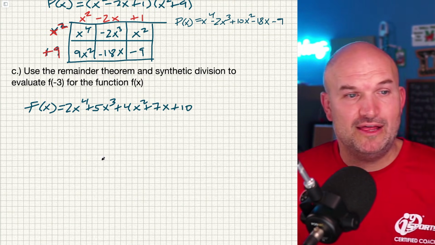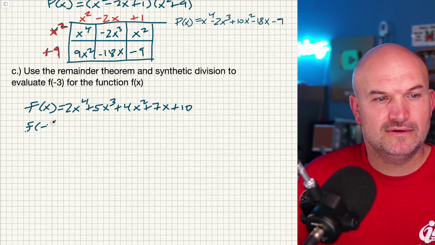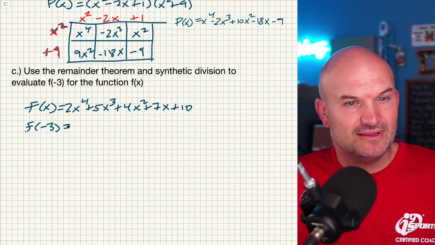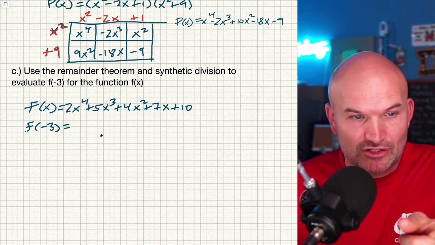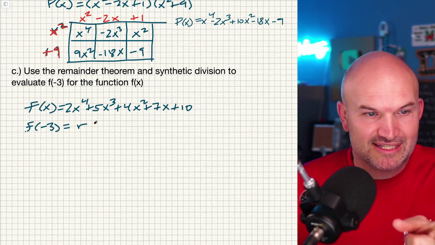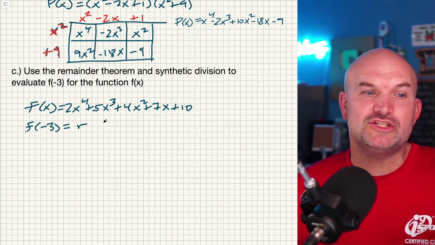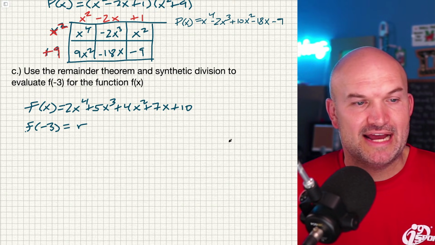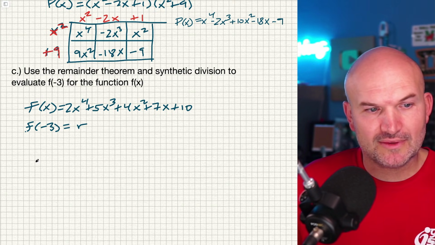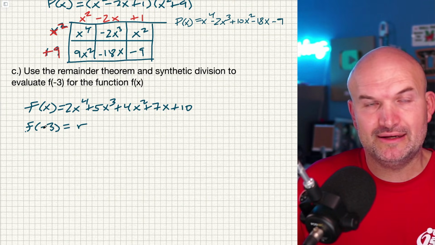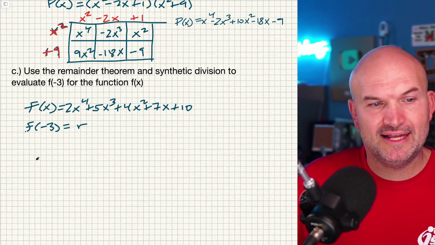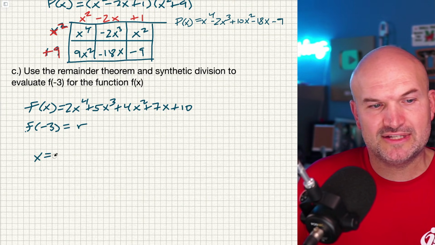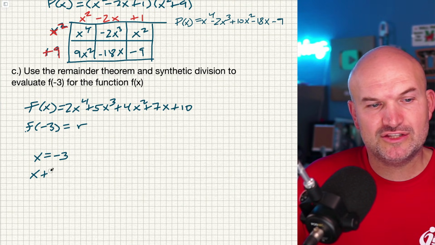So if I said evaluate for f of -3, remember what that tells me: whatever this value is, that's going to be the remainder if I was to divide by the factor that gives me at -3. So again, if -3 would be my potential 0, then I can say x equals -3, then x plus 3 is going to be my factor.